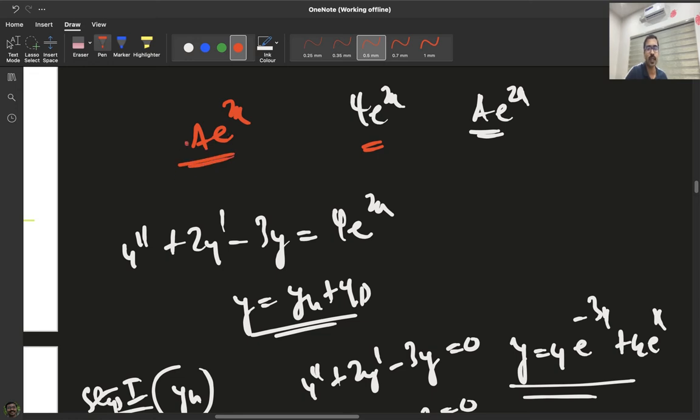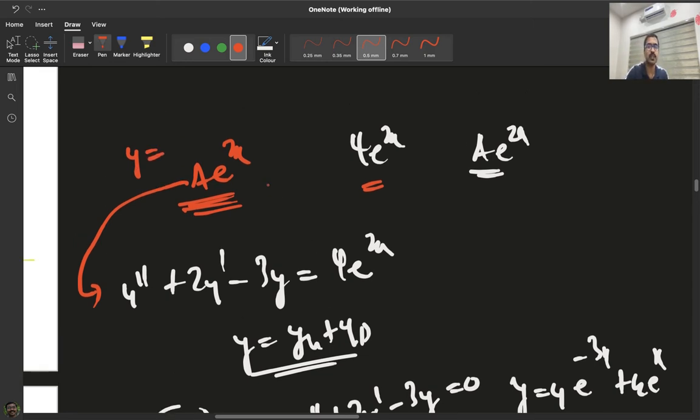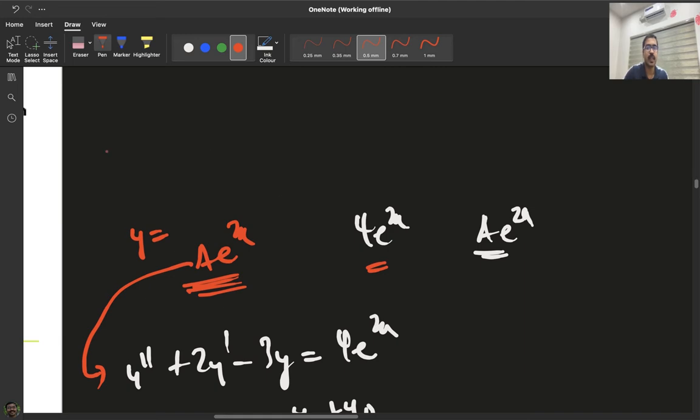So for that I will substitute this function into this equation. I will substitute y is equal to a e raised to 2x to find the value of a there. For that I need to find the values of y dash and y double dash. What is the value of y dash? y dash is 2a e raised to 2x, and y double dash is 4a e raised to 2x.